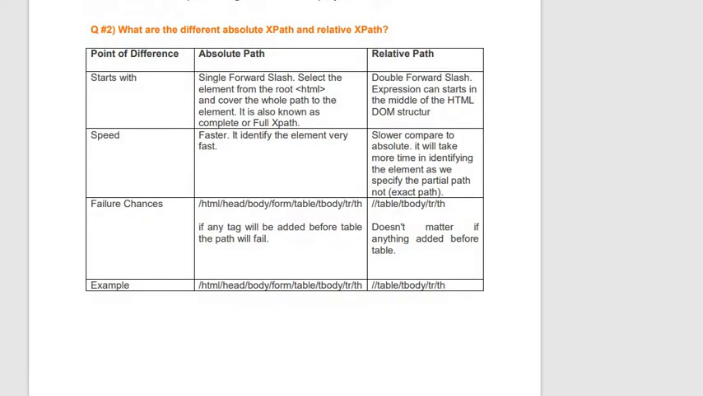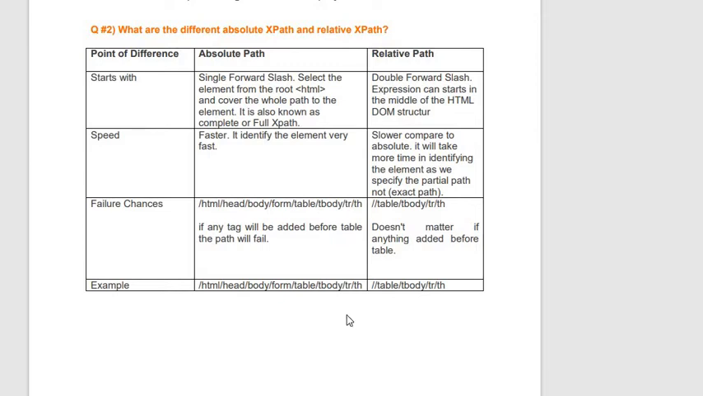So the next question is, what is the difference between absolute and relative XPath? The first difference is basically how the absolute and relative XPath start. The absolute XPath will start with a single slash, and it will start from the root of the DOM, and it will cover the whole path. So it is also known as complete or full XPath. Whereas the relative XPath will start with a double forward slash expression and can start anywhere in the middle of the HTML DOM structure.